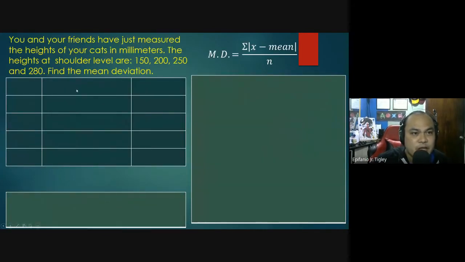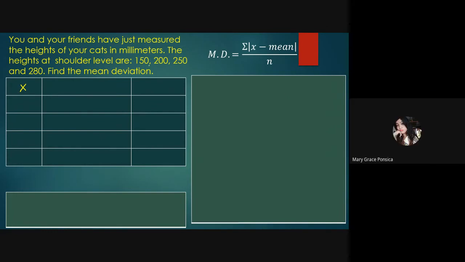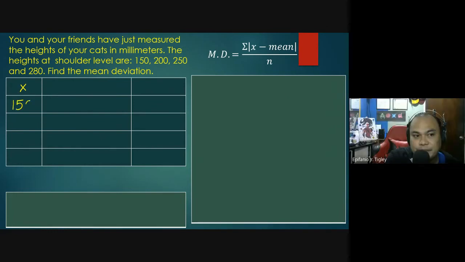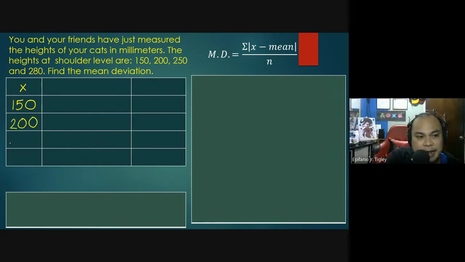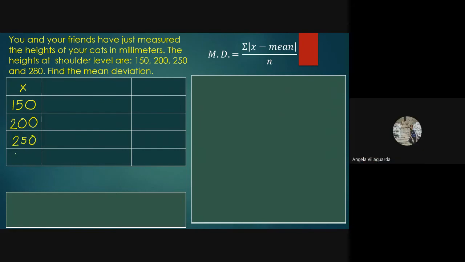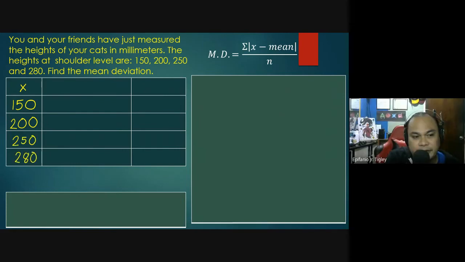So we have here, you and your friends have just measured the heights of your cats in millimeters. The heights at shoulder level are 150, 200, 250, and 280. So the first column will be the x's, the values. What are the values in our problem? The different heights. We have 150. Let's write that down. Next, 200. Okay, next, 250. Next to 250, 280. There you go. And what are you going to do next?